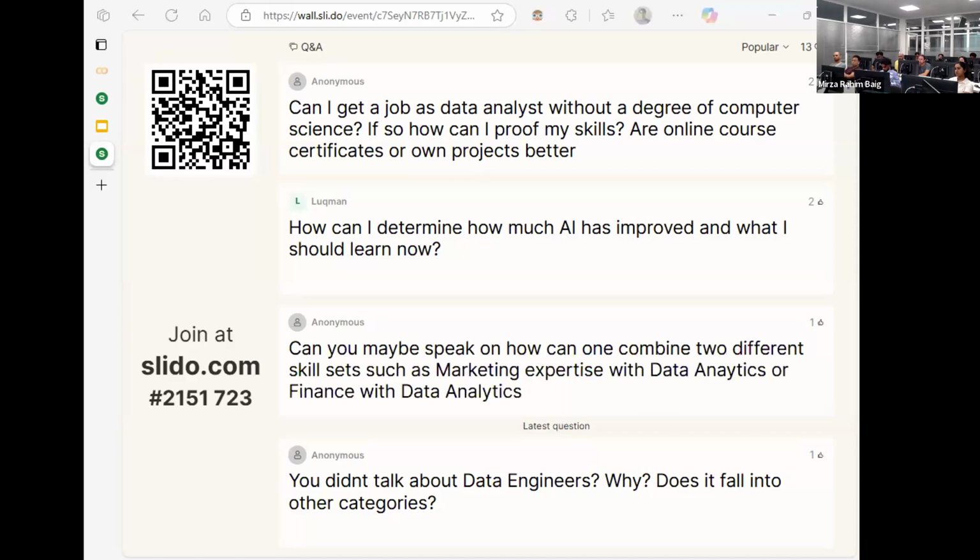Now, can I get a job as a data analyst without a degree in computer science? If so, how can I prove my skills? Are online course certificates or own projects better? Okay, so there are two parts here. One is what gets you to the interview, and the second part is what makes you clear it. These are very different things.